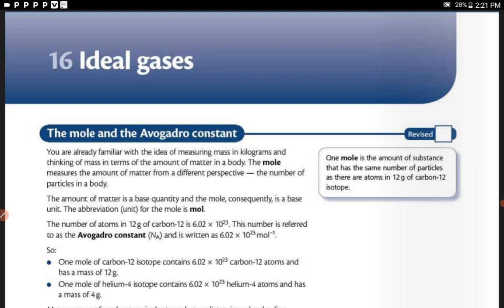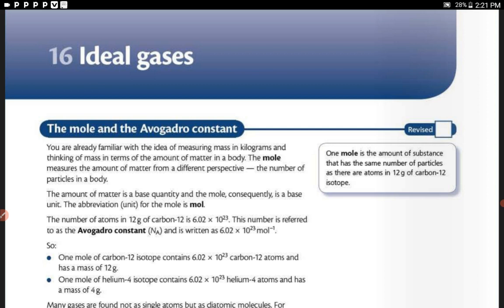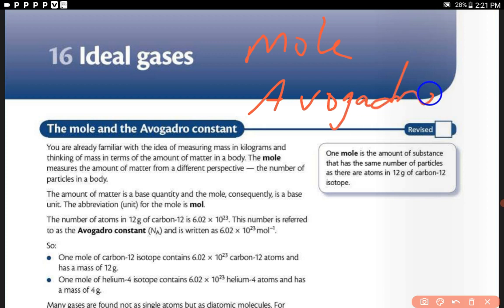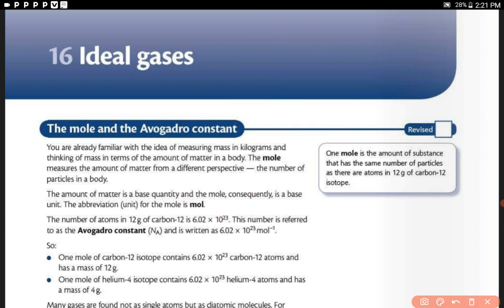We have to look at ideal gases. In looking at ideal gases today, we will first define what we mean by mole. We'll also define the Avogadro constant. Then we are going to look at the types of gases. We are going to speak of two, the real and the ideal gas. Let's get started. First things first, what is a mole?